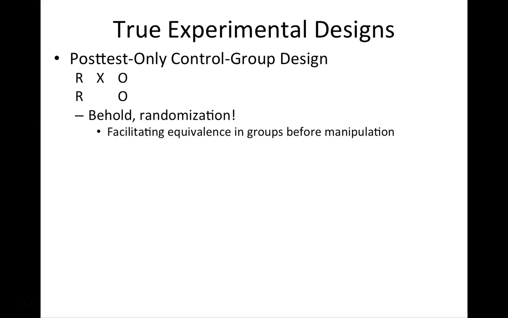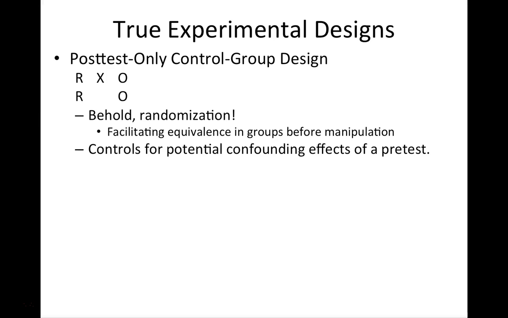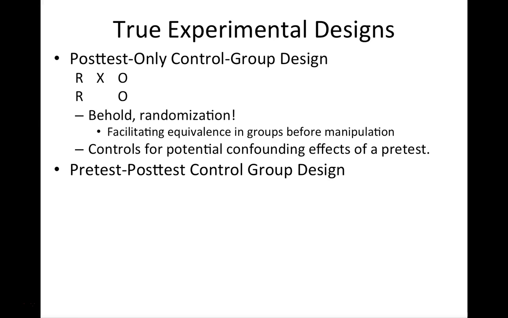So this facilitates equivalence in our groups before we conduct any sort of manipulation, intervention, treatment. And this controls for potential confounding effects of a pretest, because we're not actually conducting a pretest here. So we randomize our participants to one of two groups. This is our treatment group, and this is our control group, in which they're not receiving anything. And then we observe them. So we're not having any confounding effects of a pretest in this situation because we're not conducting one, but our subjects are randomly assigned to groups.